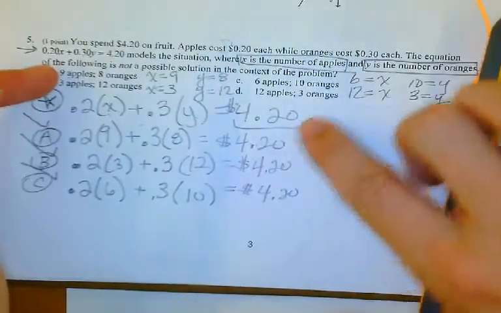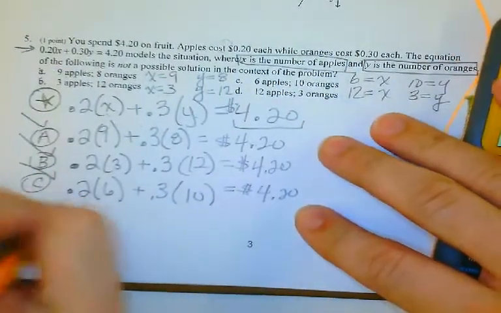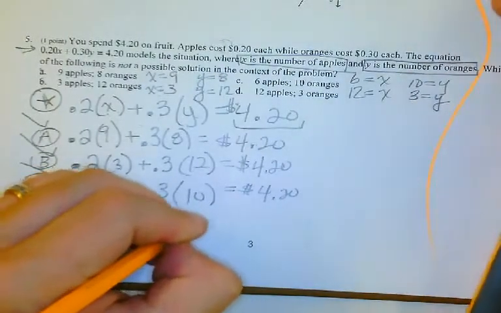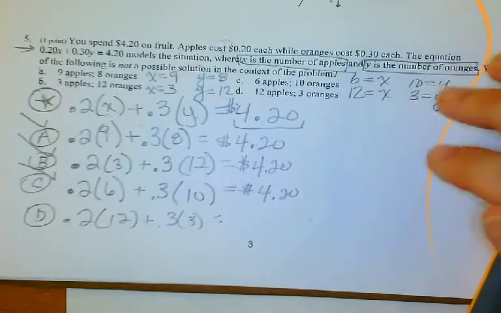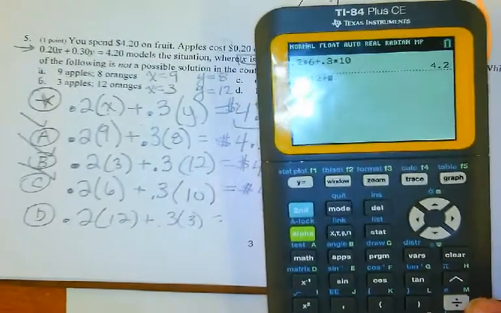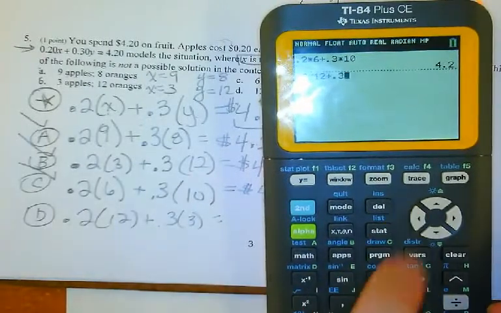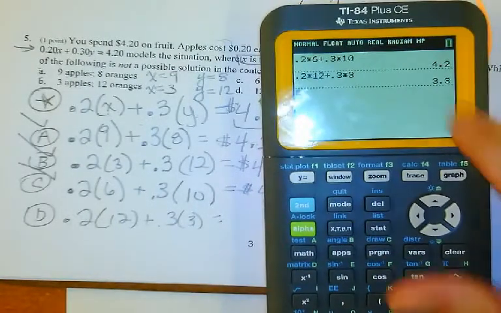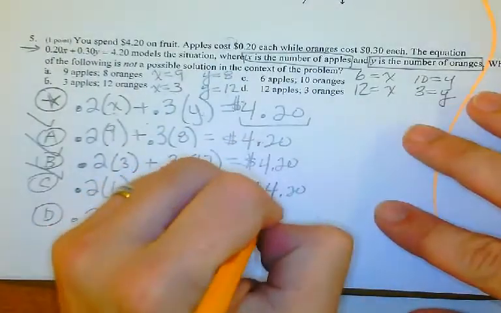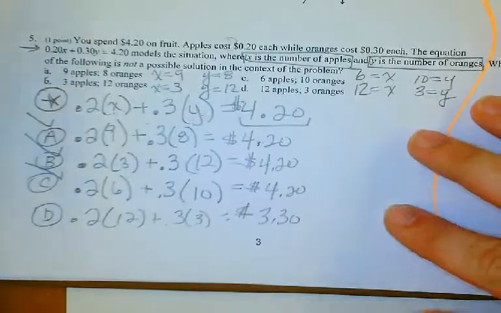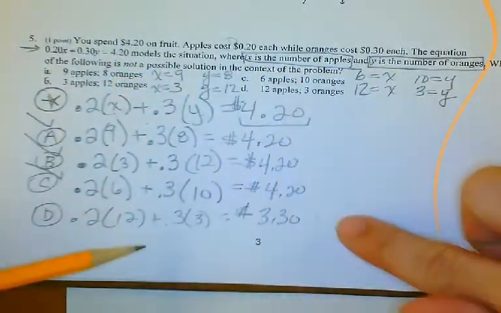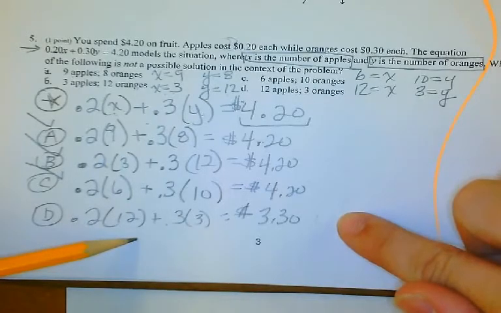The very last one we have is 12 apples, 3 oranges. So let's check that. I have 0.2 times 12 plus 0.3 times 3, and I got $3.30. So the question is asking me which one is not a possible solution, and this would be it.